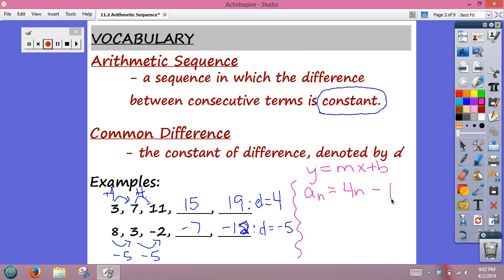For our second problem, if we get our common difference of negative 5, we're going to get negative 5n. And how do we get from negative 5 times 1, which is negative 5, to 8? Well, we add 13. And similarly to the example above, you can go back and check the rest of the terms, and this rule will in fact work.